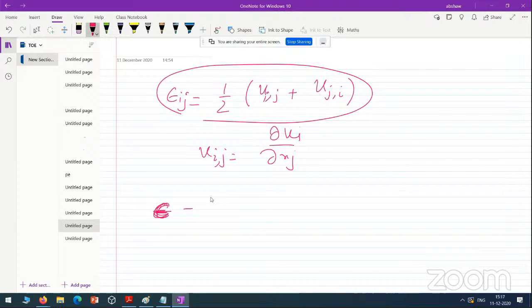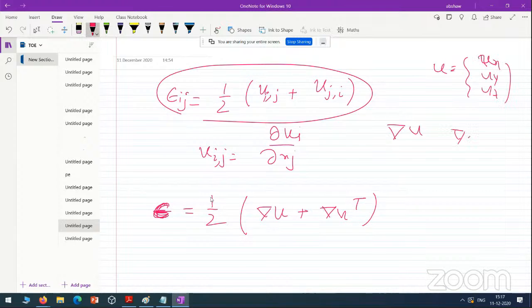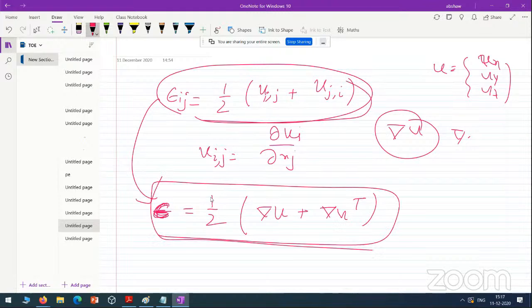We know that it is half of del u plus del u transpose, where del u is the gradient of u. u is a vector, say ux, uy, and uz, and del is again del x, del y, and so on. You can write it in vector form. So these are essentially the same representation. This is in second order tensor form, and this is in indicial form, right?